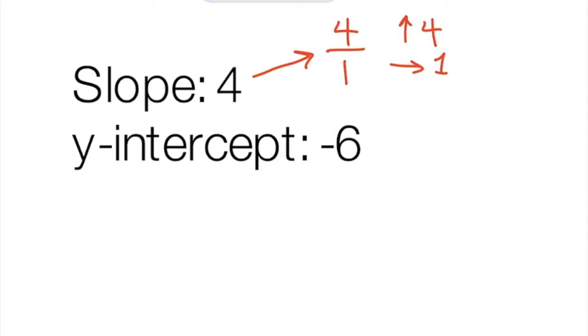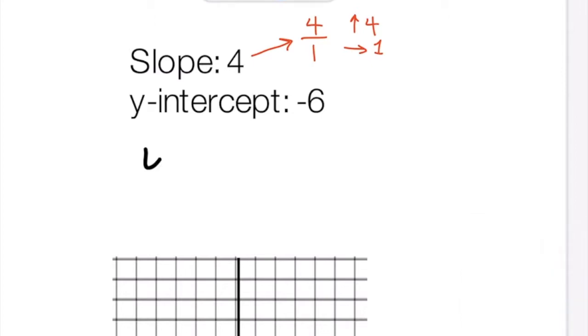And then our y-intercept is -6. Let's go ahead and write the equation. So y is equal to mx plus b. Our m represents our slope, so we can say 4x plus b. It's going to be plus a -6, which we could just say -6.